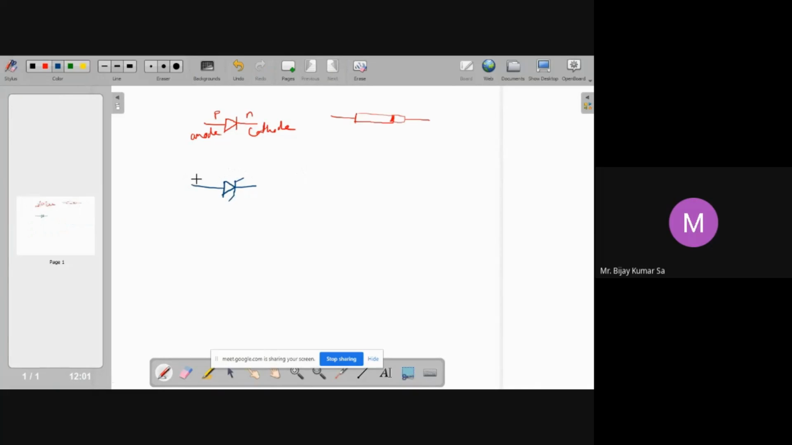Okay, so this is the P side, this is the N side, this is the anode, this is the cathode. Okay, so what is the specialty? If it is a special diode, what is the specialty of this diode?